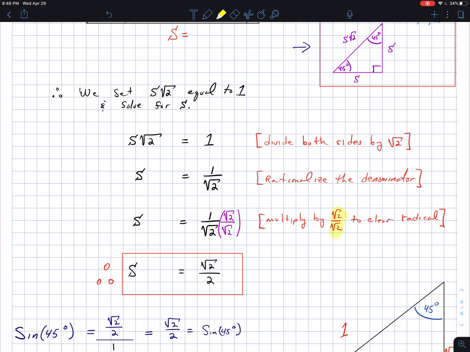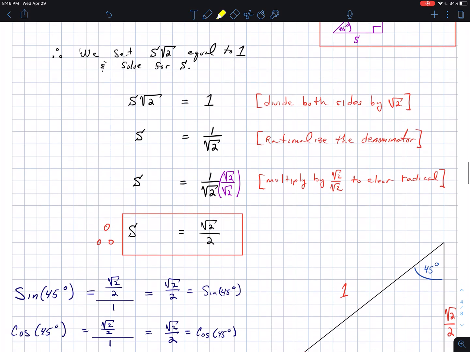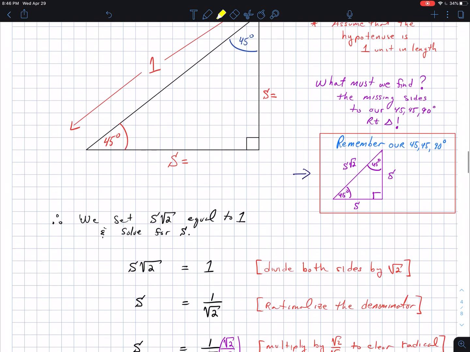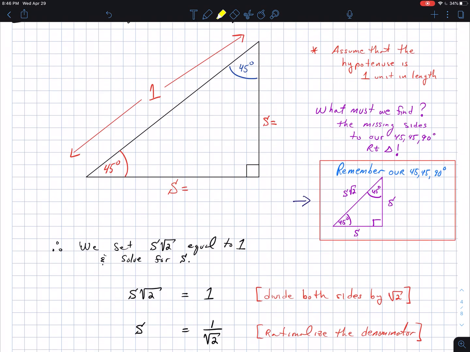Why? Because that's just 1. Right? I'm not changing anything. I'm just multiplying by 1. When you multiply the fractions, you multiply straight across, and you get s to be equal to the square root of 2 over 2. So now we can take this triangle here and actually put in the values. It's root 2 over 2, root 2 over 2.